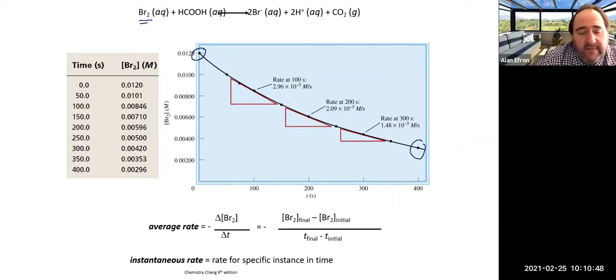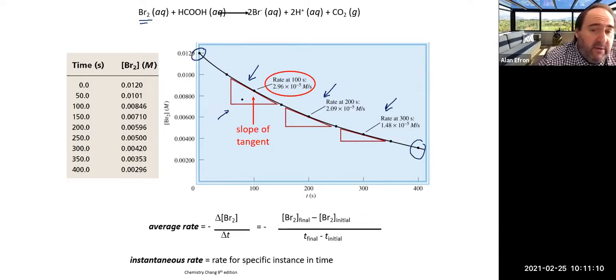You can figure out the instantaneous rate, which is basically the rate for a specific moment, like what we see here in this window of time. You could do that by taking the tangent of the line there. That's what all that is, the slope of the tangent.